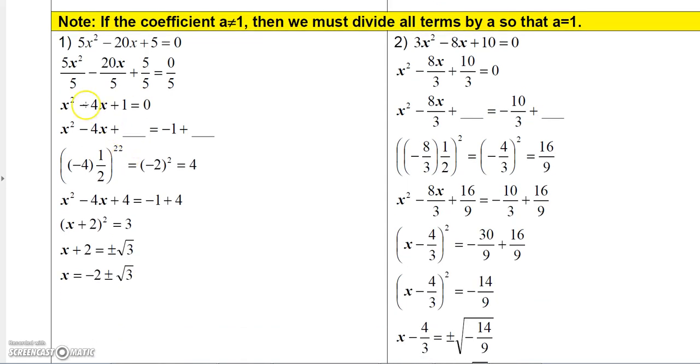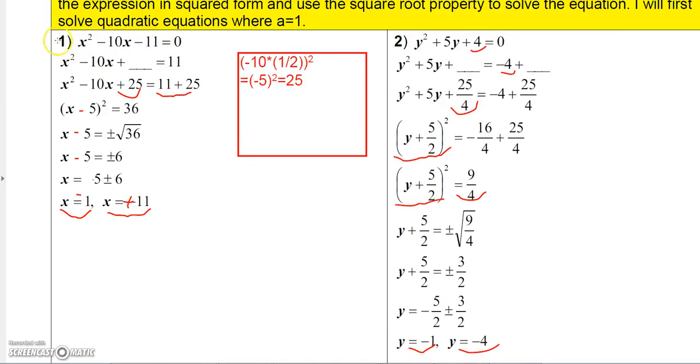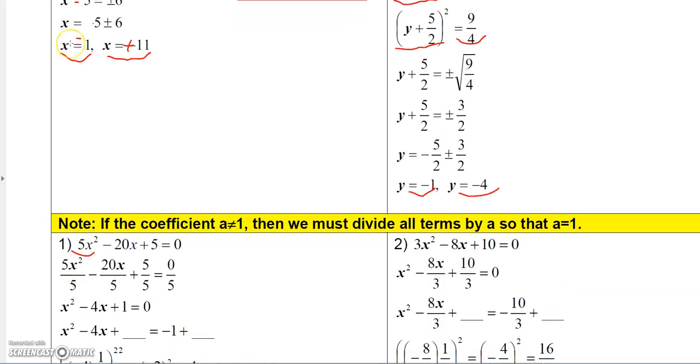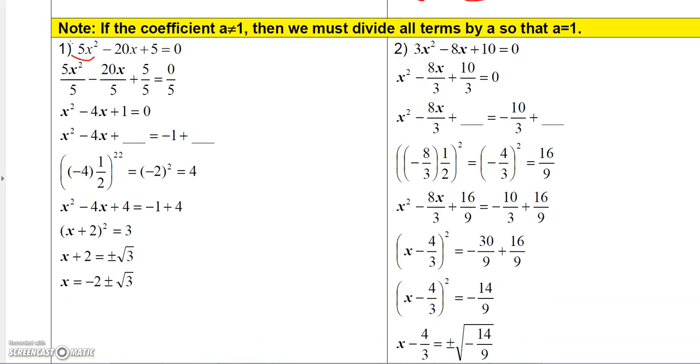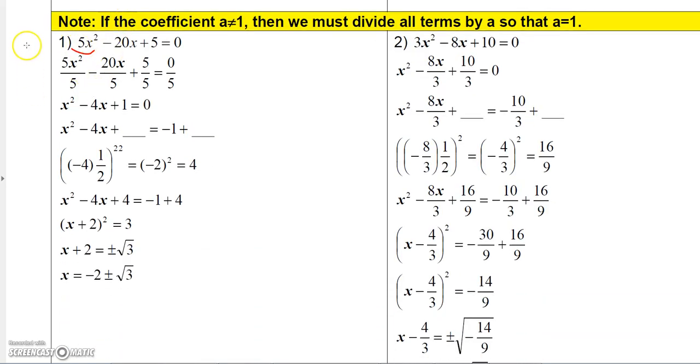Now, I want to show you what happens if this coefficient is not 1. If you look at the previous two problems, the coefficient of the squared term was 1. Well, you're going to have to do something if the coefficient is not 1. And here's what you're going to have to do. Let's say the coefficient of this squared term is 5. The first thing you're going to have to do is divide every term by 5 here, so that when you divide 5x squared by 5, you basically force the coefficient to be 1.